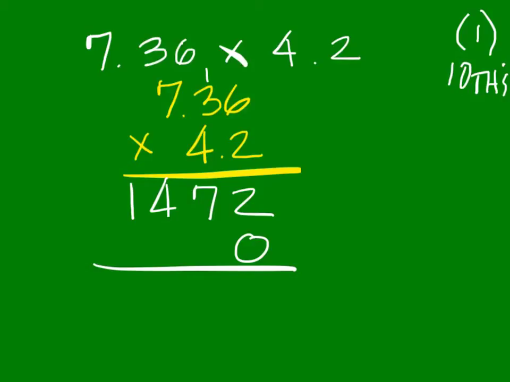Alright, now what's the first multiplication I do? 4 times 6 is what? What's 4 times 6? 24. So I put a 4. And then what happens to the 2? We carry it over and put it where? By the 3, yeah. So 4 times 3 is 12, plus the 2 is 14. I put the 4 down, but where do I put the 1?